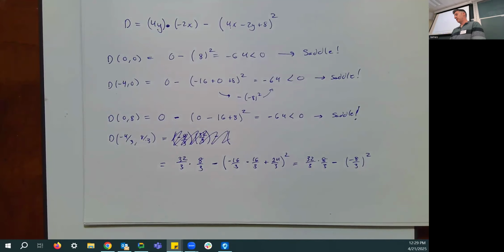I want everyone to look at that. 32 thirds times 8 thirds minus negative 8 thirds squared, and decide in your head, is that whole thing positive or negative? In your head. I'll give you 10 seconds. Why in your head?